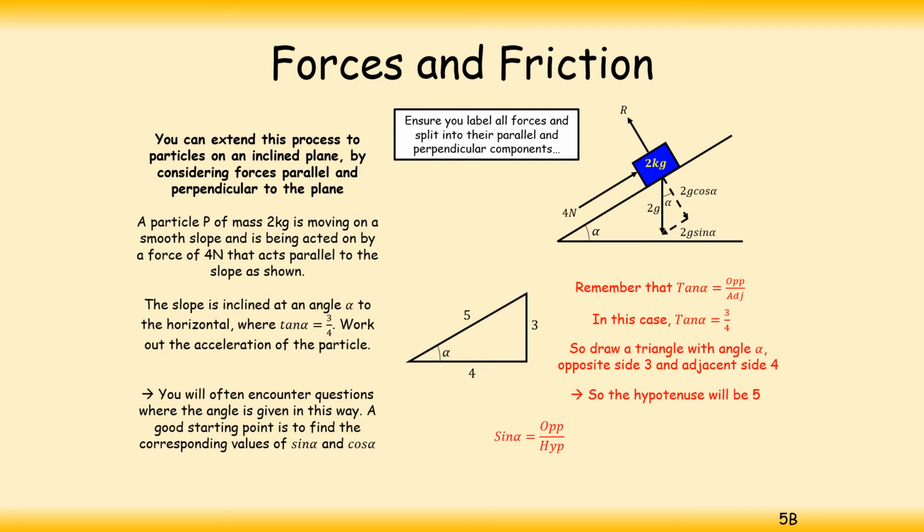So now we have the triangle. You could work out what sine alpha is. Sine alpha is opposite over hypotenuse. Opposite is 3, hypotenuse is 5. So sine alpha is 3 over 5. And cos alpha is adjacent over hypotenuse, so cos alpha is equal to 4 over 5.